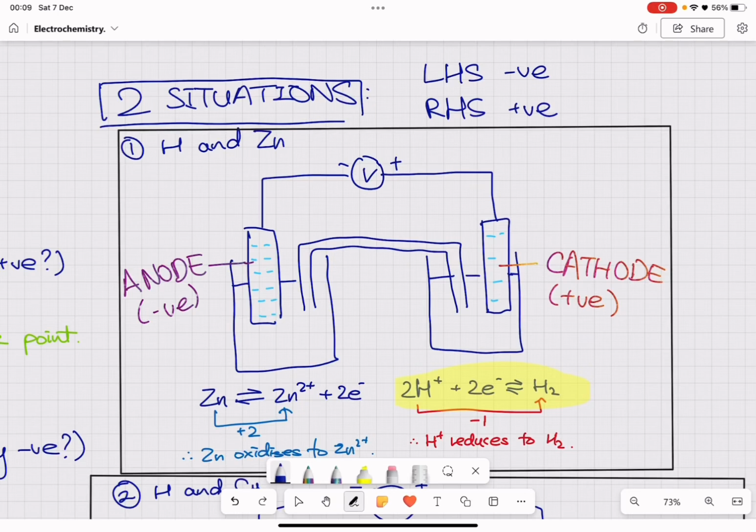So based on that information, we know that zinc has more electrons, and the electrons will travel from a higher density to a lower density. So in this direction. And to be specific, they will go from the zinc to the hydrogen electrode and across the salt bridge like this to form a complete circuit. Like this.